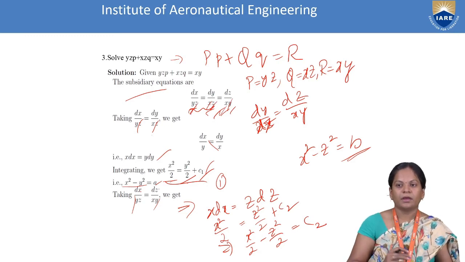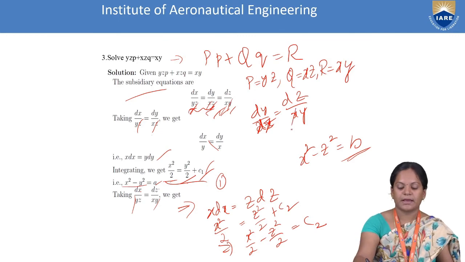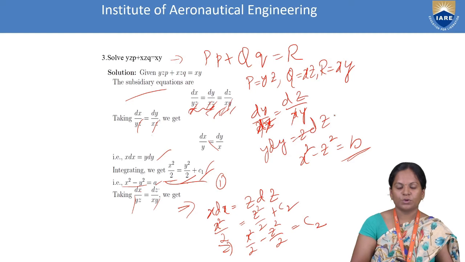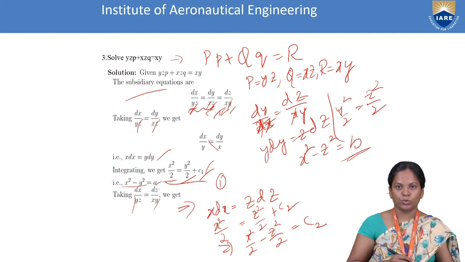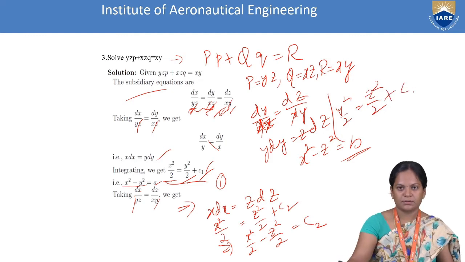Why? Because here we have dy by z and dz by xy. On both sides x cancels, and take cross multiplication. That is nothing but y dy equal to z dz. Here also we have separated variables, so we can take integration directly. Integration of y becomes y square by 2 equal to z square by 2 plus some arbitrary constant c2.